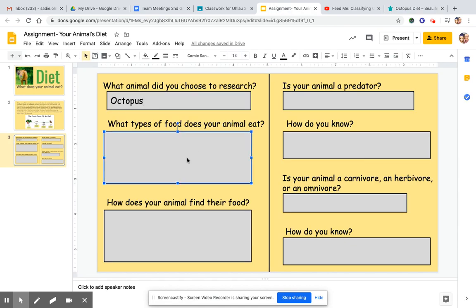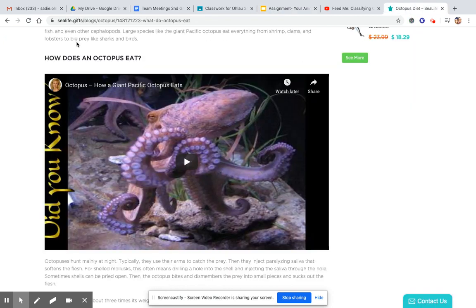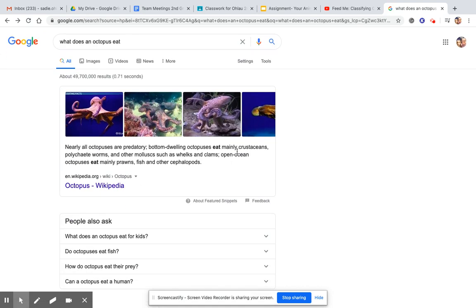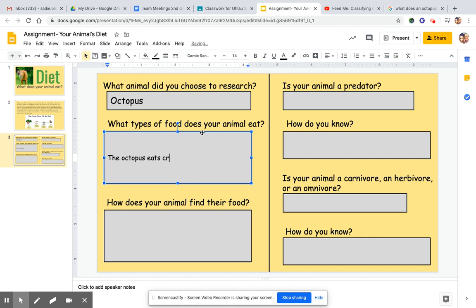And what types of food does your animal eat? I'm going to answer in a complete sentence. My animal, or I should actually say the octopus, eats, and I can go back to my answer from the top and see crustaceans, worms, clams, fish, okay, crustaceans, I might spell that wrong, worms, fish, clams, and I could continue and write all of the things that I learned that they eat, okay?